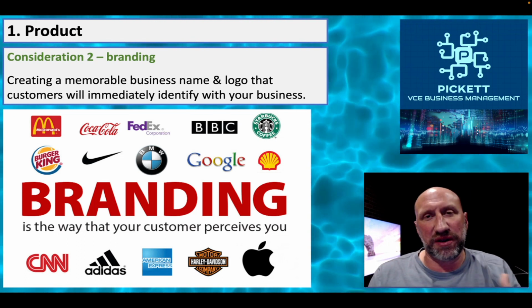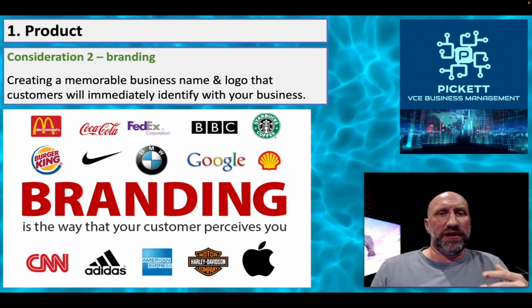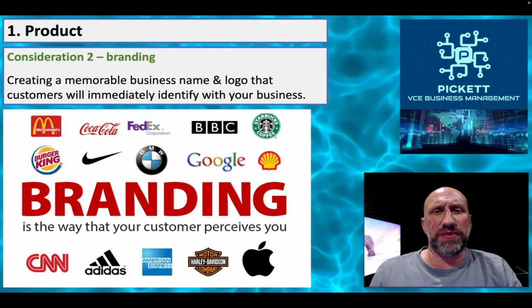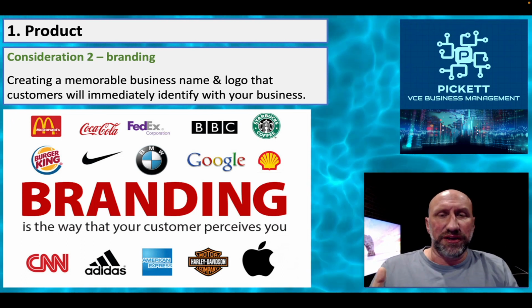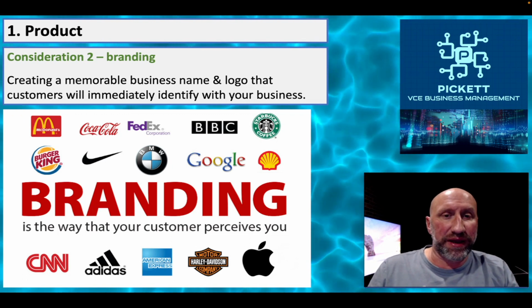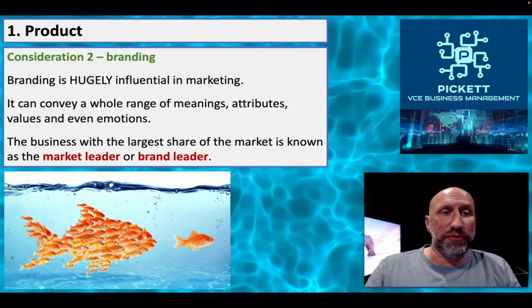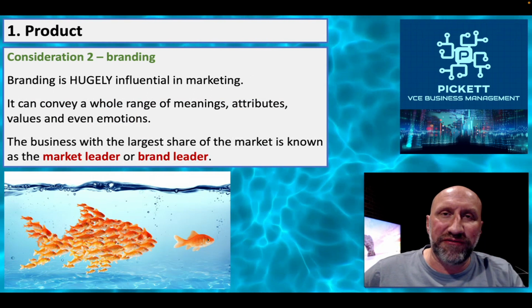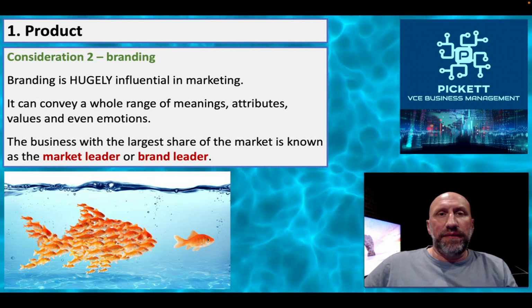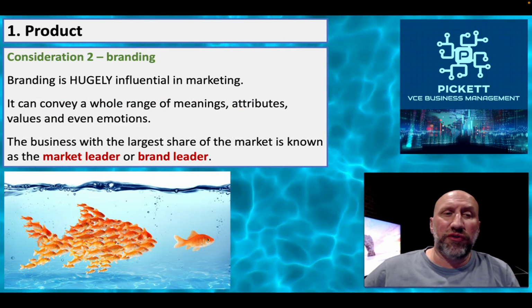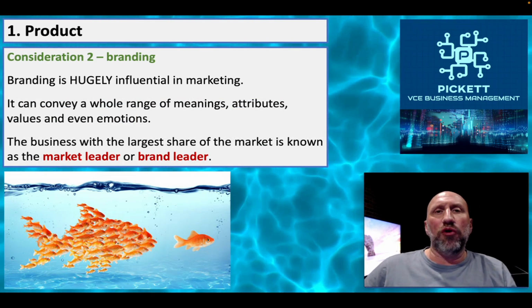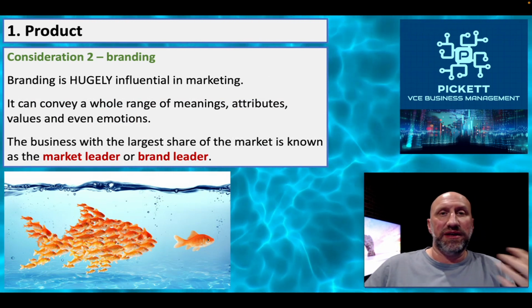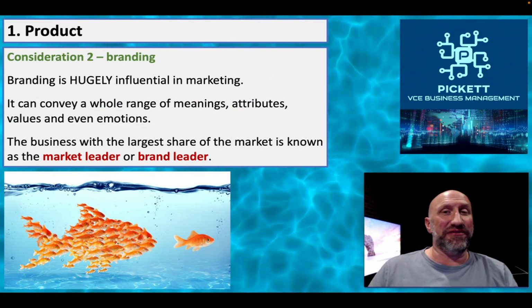Even in countries where they don't have McDonald's, in the middle of Africa where there's no chance of ever eating McDonald's, they would still recognize somehow the golden arches. The branding is that powerful. Okay. So branding, very, very important. Hugely influential in marketing. As we've touched on before, the brand of a product can convey a whole range of meanings, attributes, values, and even emotions.